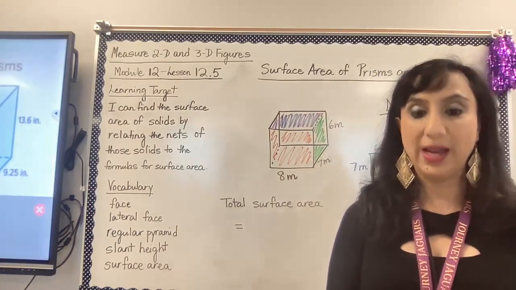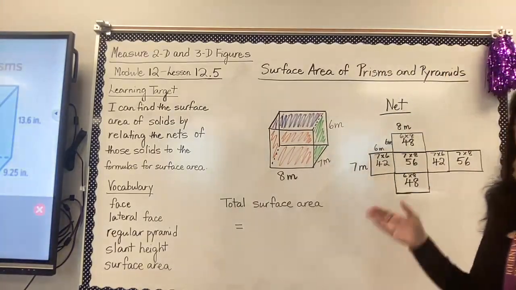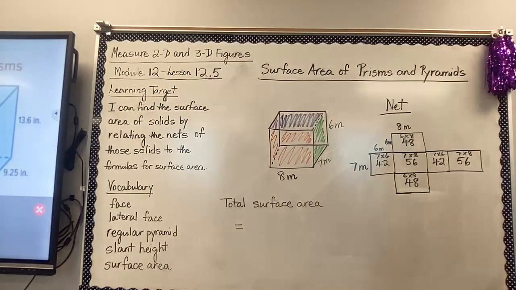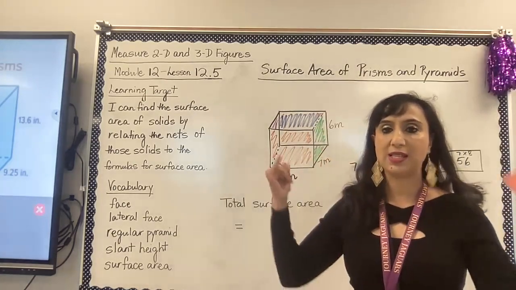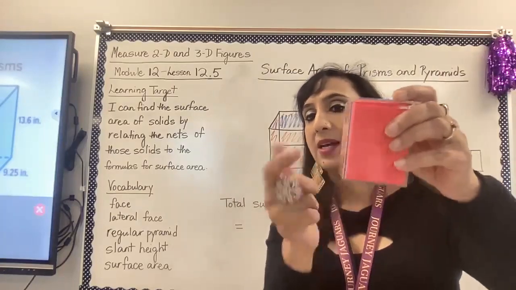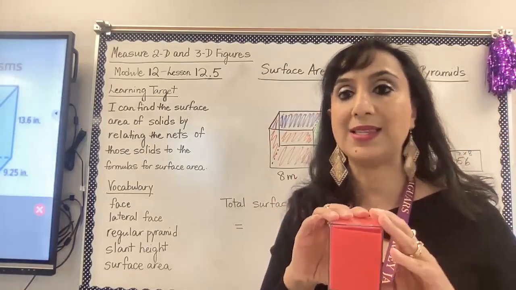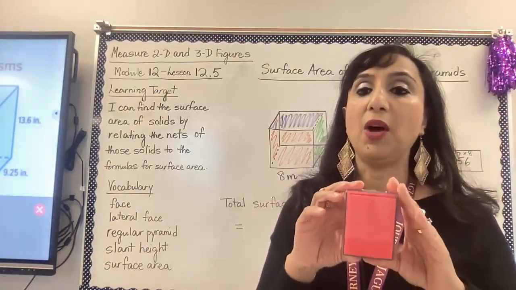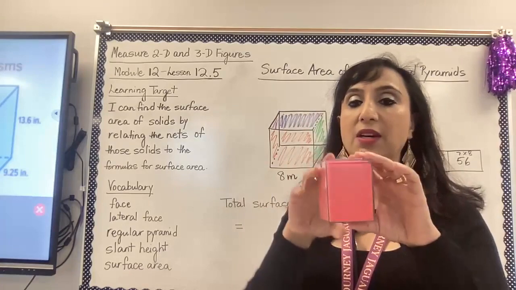So I want to quickly refresh your memory as to what a net is. And if I look at the vocabulary over here, we're talking about what surface area is of prisms. So in any prism, the front and the back, the top and bottom, and the two sides are nothing but the faces. We don't say sides as we did in polygons. In polyhedra, we always say faces, because these are the faces of the prism.